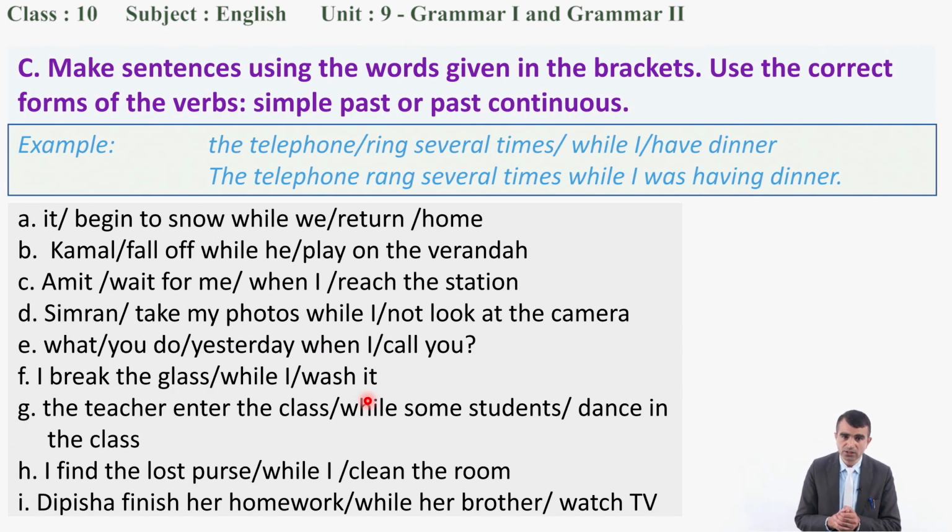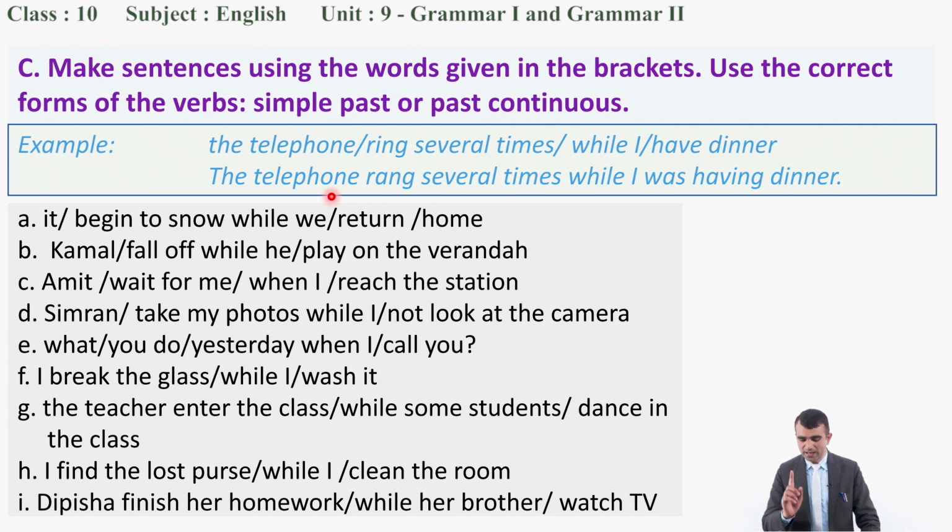Make sentences using the words given in brackets. Use the correct form of the verbs, simple past or past continuous. That's easy. Is it so? Well, example, the telephone rings several times while I have dinner. Now what do you write? The telephone rang several times while I was having dinner. One event, one circumstance. Is it so? Good. You can identify easily.